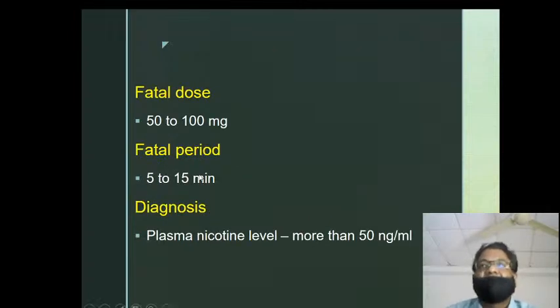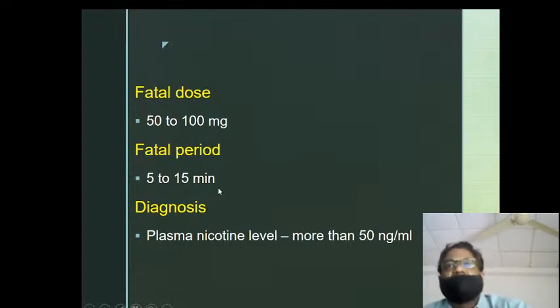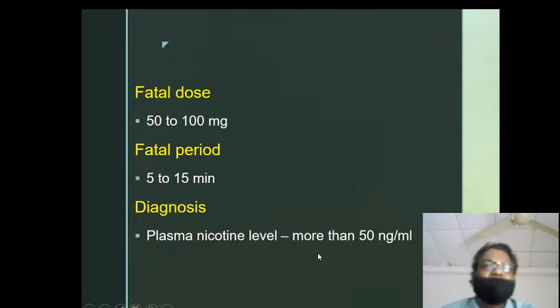Coming to the fatal dose, it is around 50 to 100 milligrams. Fatal period is around 5 to 15 minutes. Diagnosis is most often made by estimation of the plasma nicotine level. If it is more than 50 nanograms per ml, we can diagnose nicotine poisoning. So 50 to 100 milligrams of nicotine can cause even death. That is an important point you have to remember.